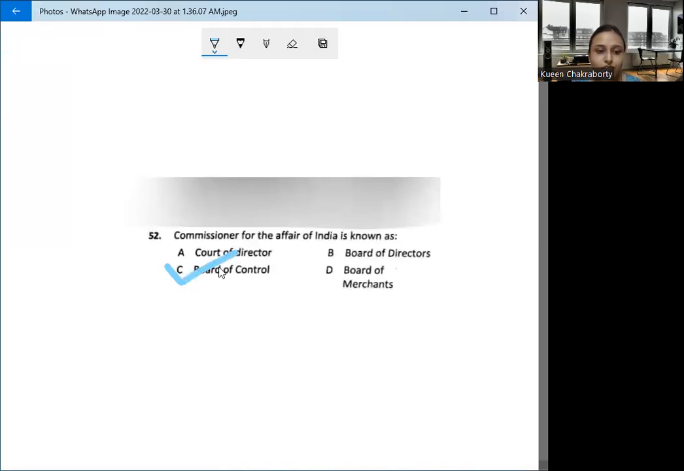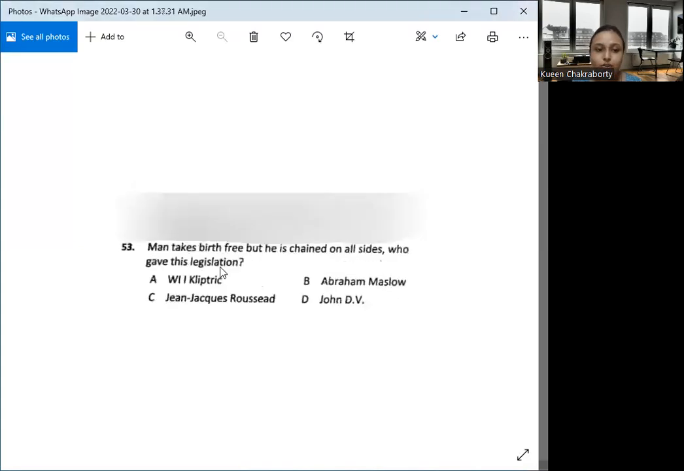Now moving on to the next question. Question number 53. A man takes birth free, but he is chained on all sides. Who gave this legislation? W.H. Kilpatrick, Abraham Maslow, Jean Jacques Rousseau, John Dewey. So the correct answer, we all know it's a famous line and it's said by Jean Jacques Rousseau.